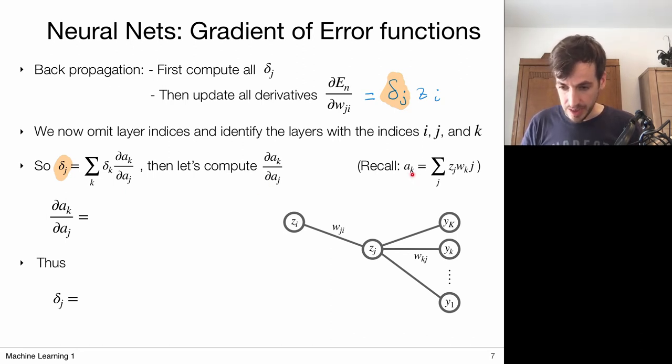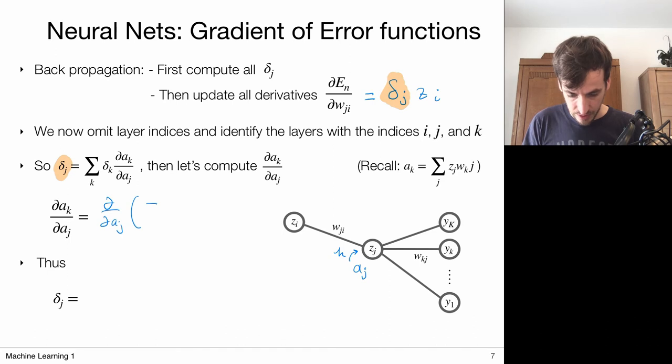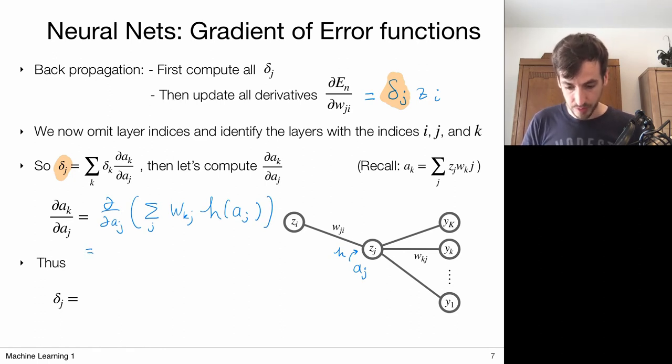And recall that my a_k, so my kth activation, is obtained as a linear combination from the nodes at the lower layers, right? So the hidden units. Okay, so let's just insert that. So these z_j's are directly obtained, so let me just write it out. Each z_j was indeed obtained by applying this activation unit, right? So let's just fill this in. We're going to compute the derivative with respect to a_j of this sum over j of w_kj, and then apply this activation function to my jth activation. And this derivative directly follows from the chain rule, and it's given by w_kj times the derivative of this activation function with respect to its input, evaluated at a_j.